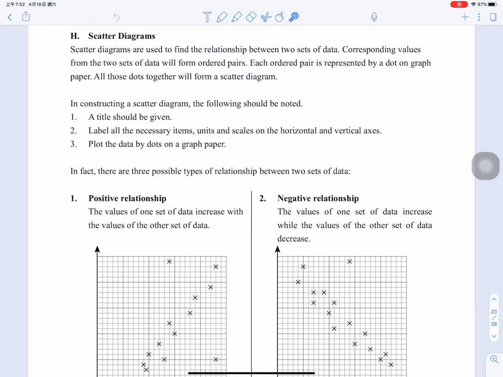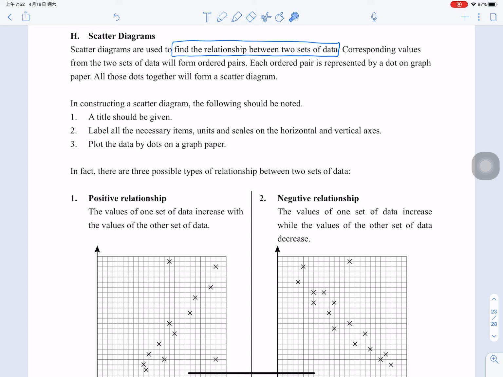Scatter diagrams. 散點圖. Let's have a look. Scatter diagrams are used to find the relationship between two sets of data. Okay? Relationship between two sets of data.